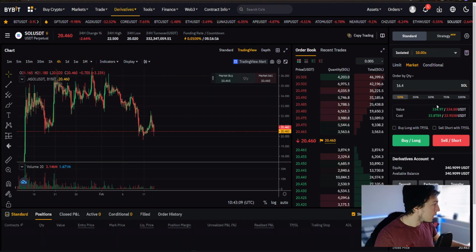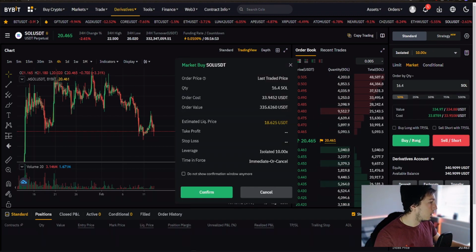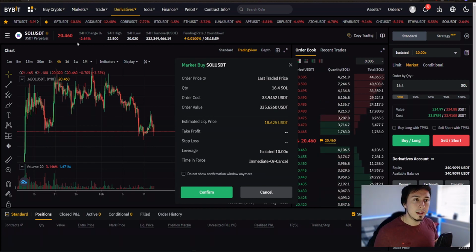So on this occasion, if we went long, we think that the price is going to go up. We're thinking, okay, the price of Solana is going to go up right now. Solana is trading at $20.46. So we're thinking, what if we wanted to take profits at $22.40? That would be a 10-ish% movement to the upside.